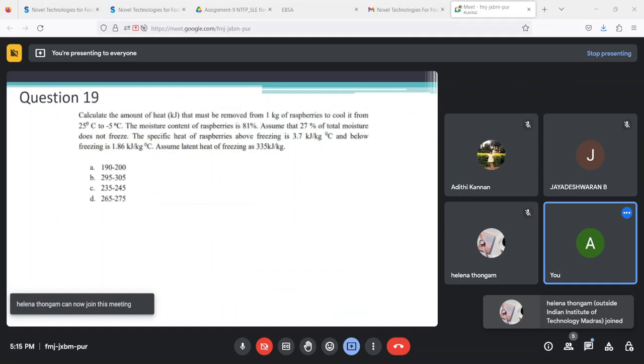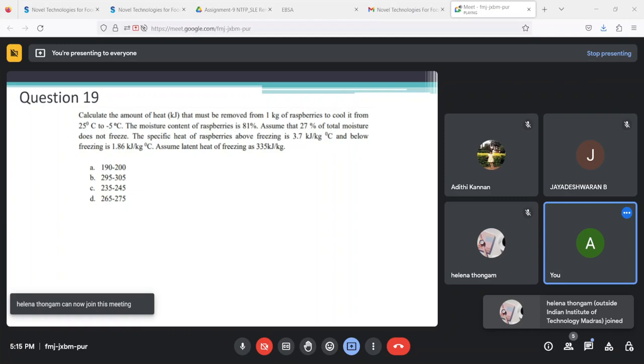Okay, question 19, which is also numerical. Calculate the amount of heat in kilojoules that must be removed from 1 kg of raspberries to cool it from 25 degrees Celsius to minus 5 degrees Celsius. The moisture content of the raspberries is 81%. Assume that out of that 81%, 27% of the total moisture does not freeze. That is, it will still remain in water form and it will not freeze to ice.